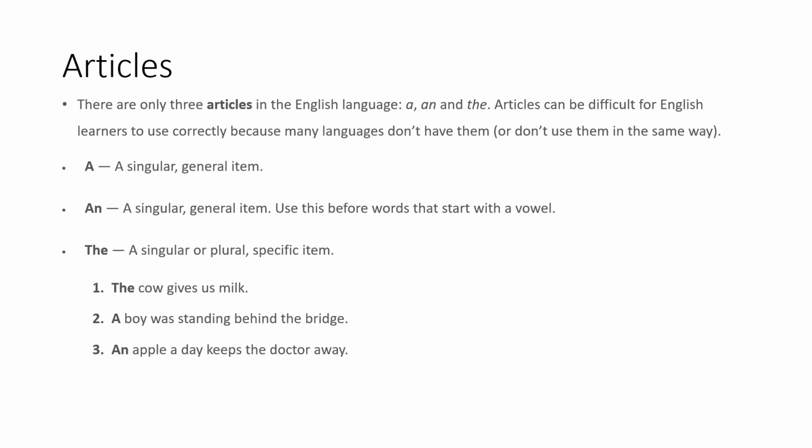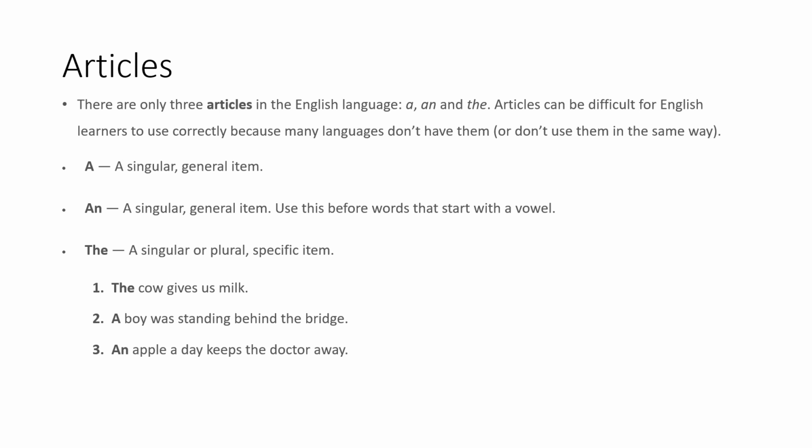Articles: there are only three articles in the English language, a, an, and the. Articles can be difficult for English learners to use correctly because many languages don't have them or don't use them in the same way. A is used for a singular or general term, and an is used for a singular general item, and we use this before words that start with a vowel. The is singular or plural, but we have to specify that word.